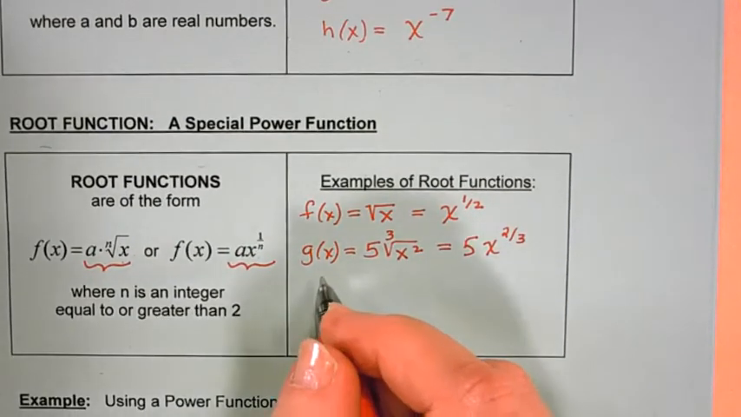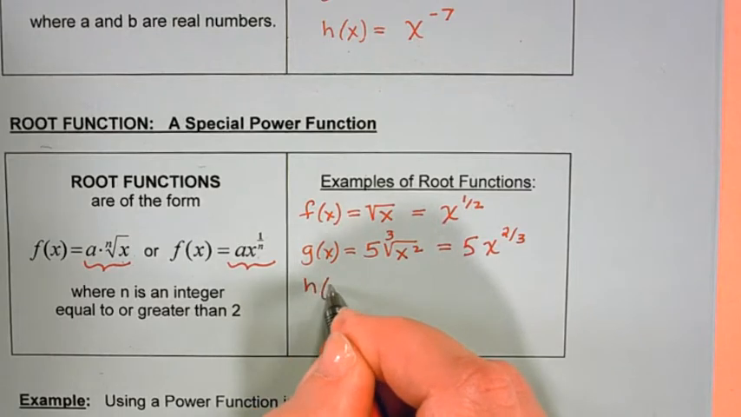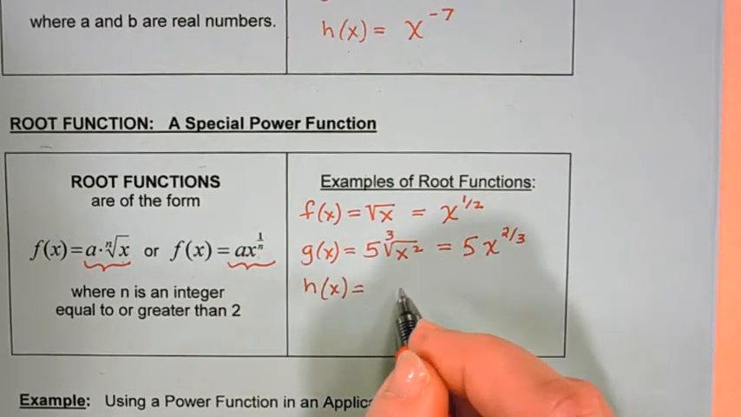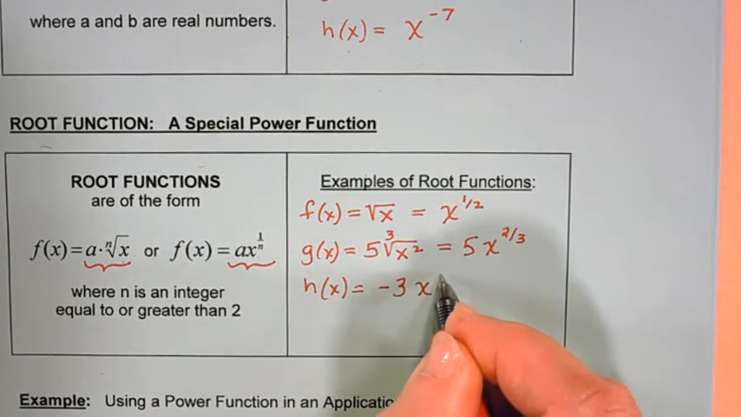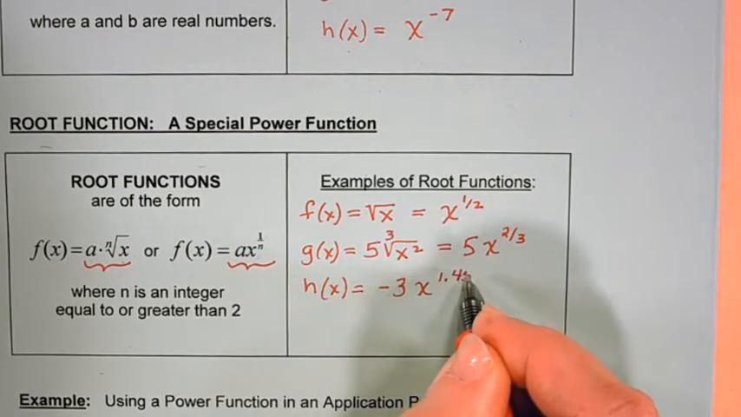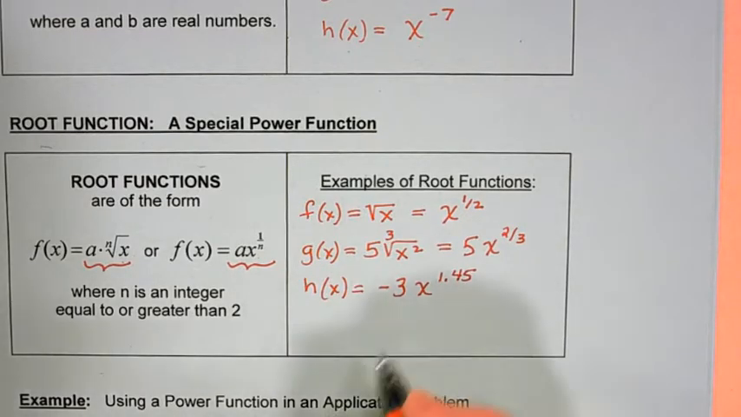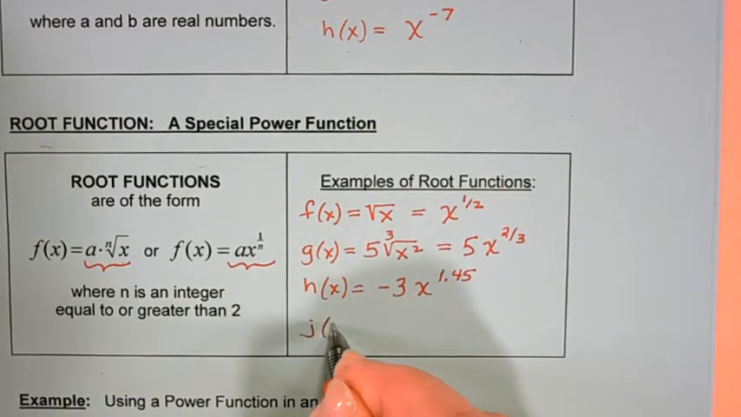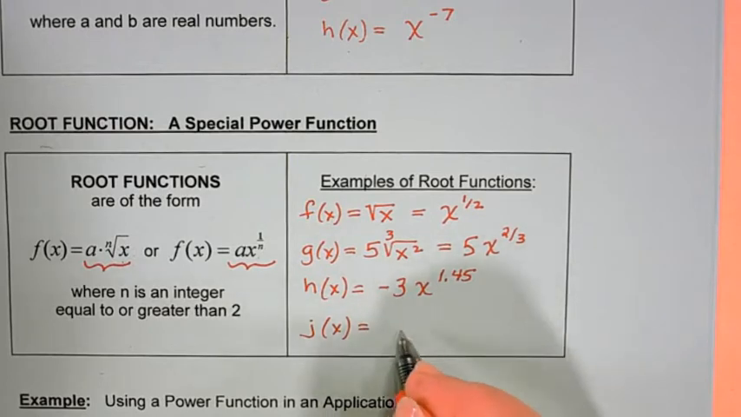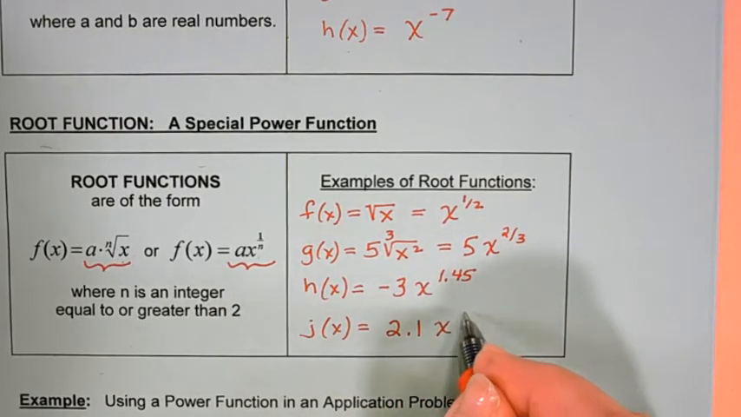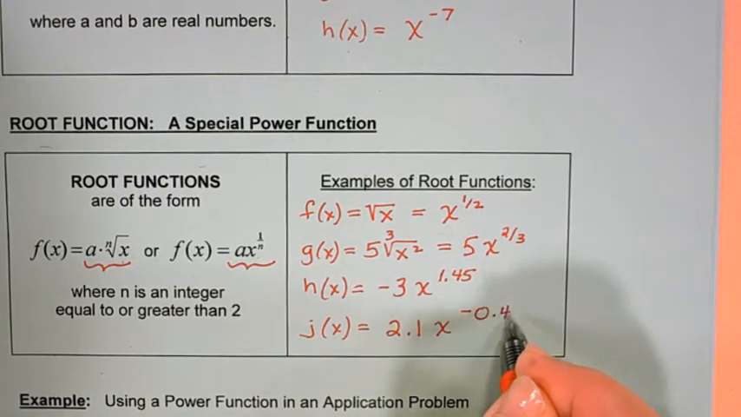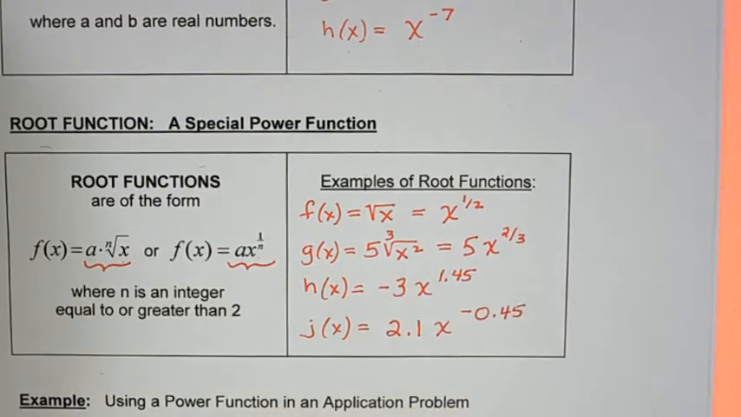Let's look at another one. h of x. I'm not going to write it as a radical. I'm just going to show you that because decimals are actually fractions in disguise, I could have a power function that has an exponent that's a decimal, 1.45. Or I could have a power function that has a decimal as an exponent that is negative. That's also a power function.